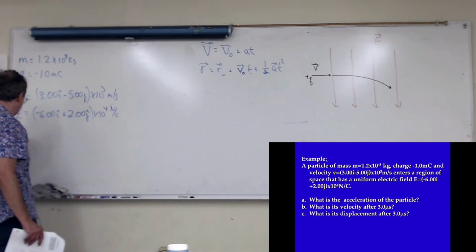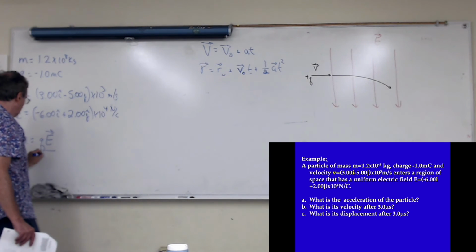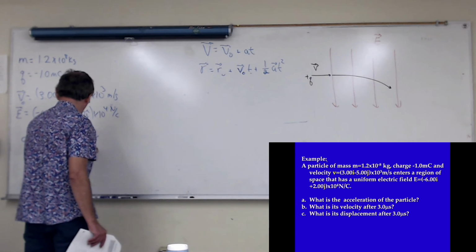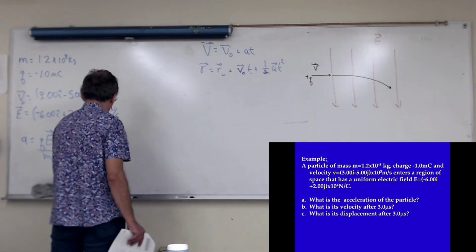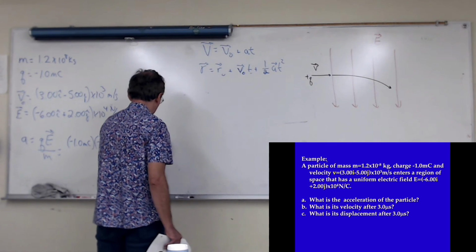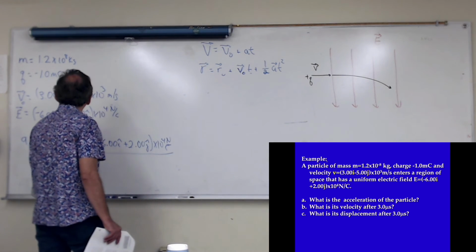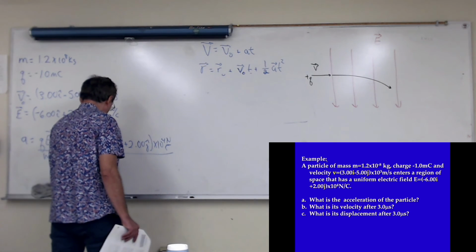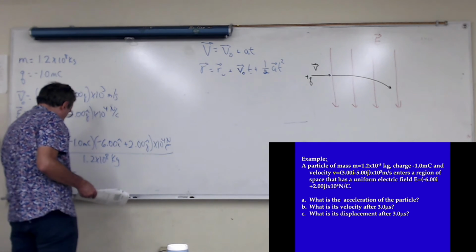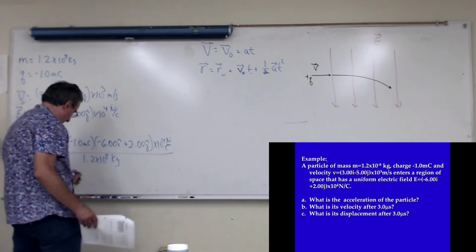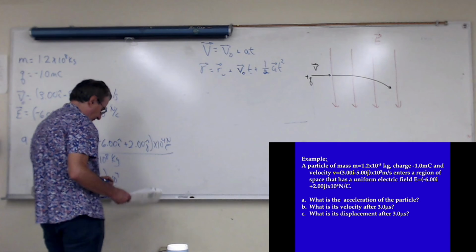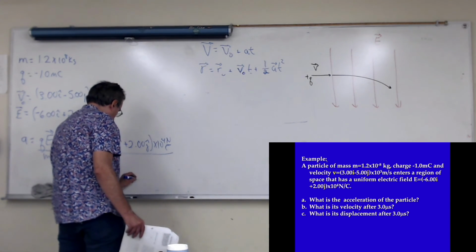Well, a is qE over m. So it's going to be 1 millicoulomb times the electric field divided by the mass. Of course, you do this on a calculator, and you will get 5i, and I'm not being careful with sig figs, minus 1.7j times 10 to the 7th meters per second squared.